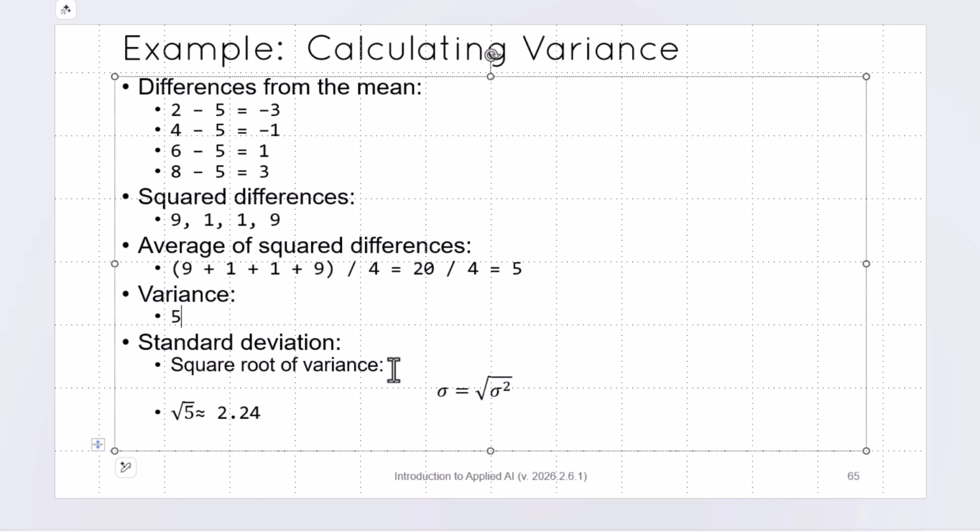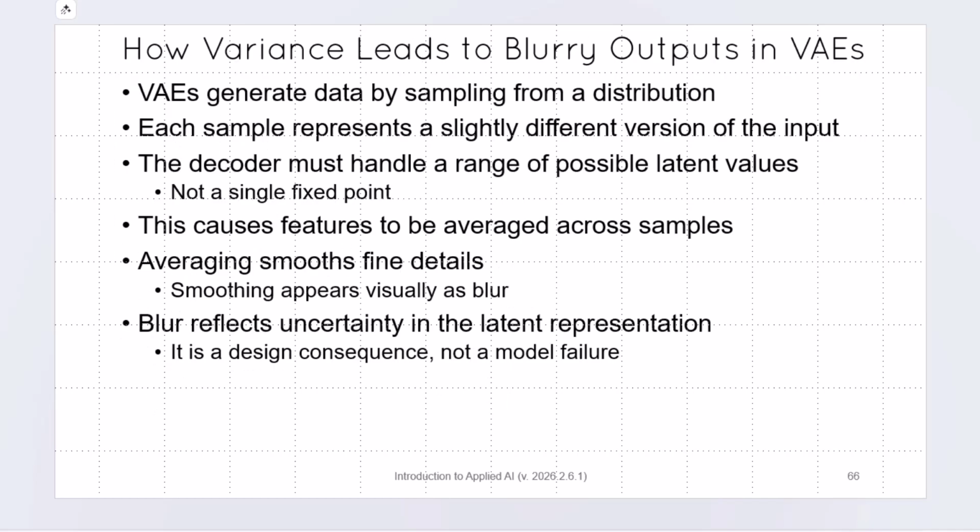The standard deviation is also a value you might come across, and this is basically the square root of the variance. It's sigma itself. So sigma is equal to the square root of the variance, which is sigma squared, and that's 2.24.